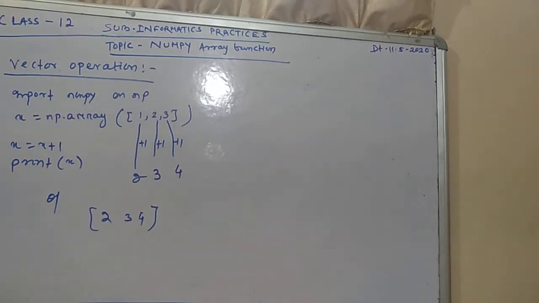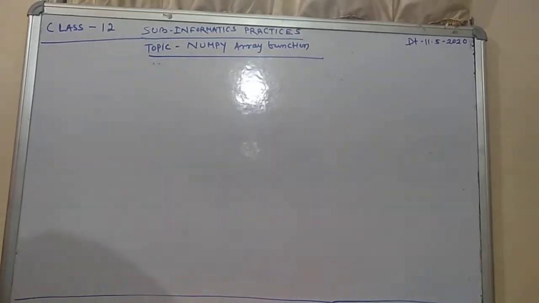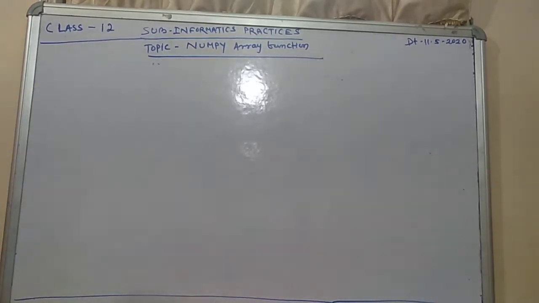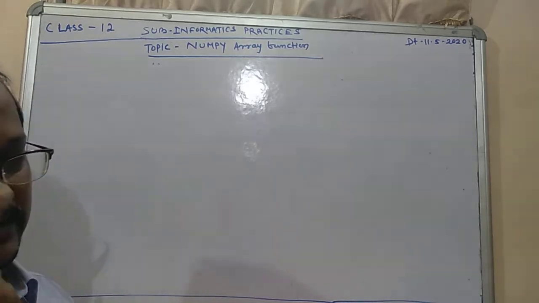And the next one is your vector operation in the list. Look at here. The same operation cannot be done in the list, but in an array it is possible. Elements will be added or subtracted by the number.